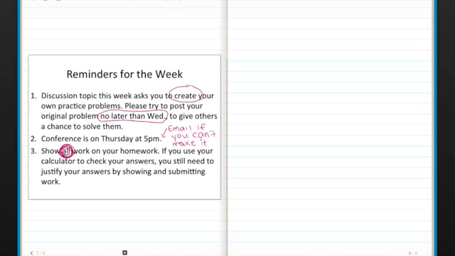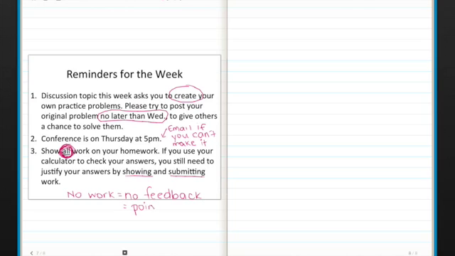The last one is really important, and I can't stress this enough, guys. Please make sure to show all of your work on the homework. If you're using your calculator to check your answers, that's fine, but you still need to write a justification for your answer by showing your work and submitting that work. If you're looking at a graph, then you need to sketch the graph. If you're doing algebraic manipulations, you need to show me the algebraic manipulations. If you're typing stuff into your calculator, you need to show me what you're typing.